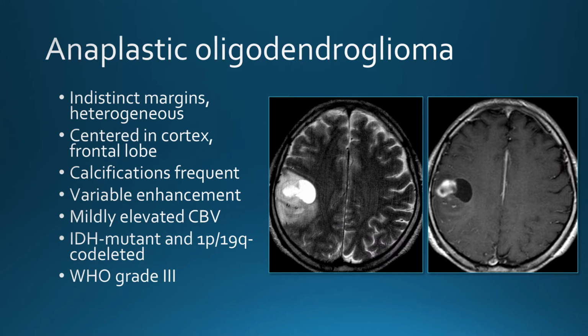And then the anaplastic oligodendroglioma, similar to the oligodendroglioma, tends to have a little bit more contrast enhancement. Again, it tends to have an elevated cerebral blood volume, and this is a WHO grade 3.